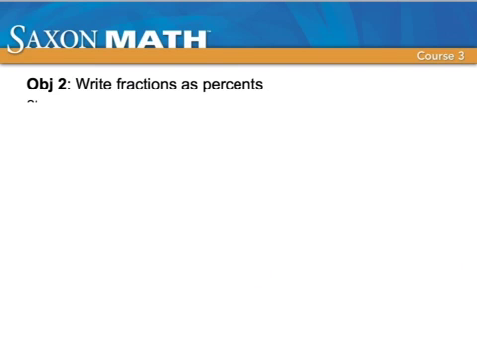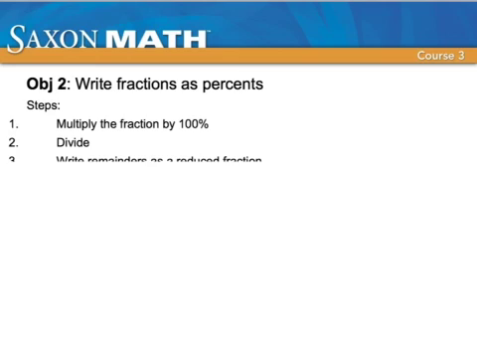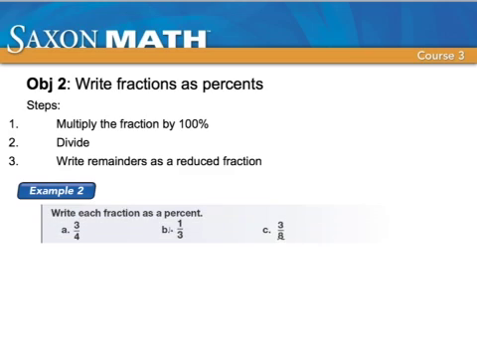Alright, let's talk objective 2, shall we? Well, I think we shall anyway. So objective 2 is to write fractions as percents. So now we're going the other way. Again, you got steps to write down. First step is to multiply the fraction by 100%. Then you're going to divide. Then we're going to write the remainders as a reduced fraction if we have any. Okay? So again, let's look at 3 different examples.